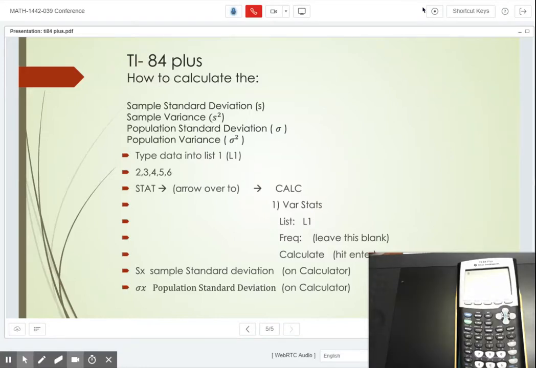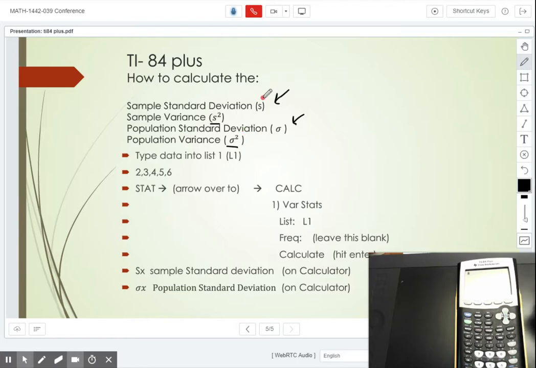Hi, this video is on how to calculate your sample standard deviation and your population standard deviation. We're also going to do the variance of each, but your calculator will only do the ones with the arrow, your sample standard deviation and your population standard deviation.